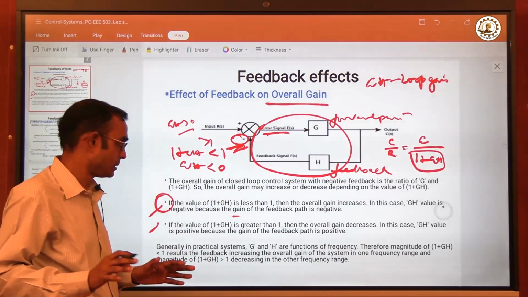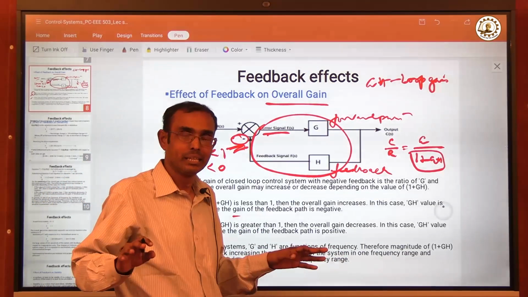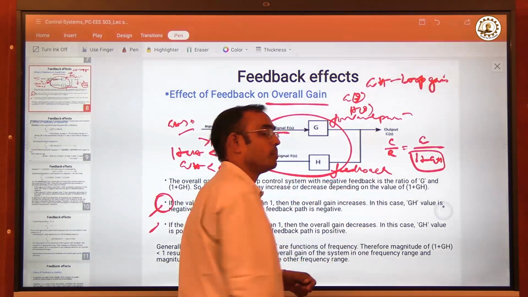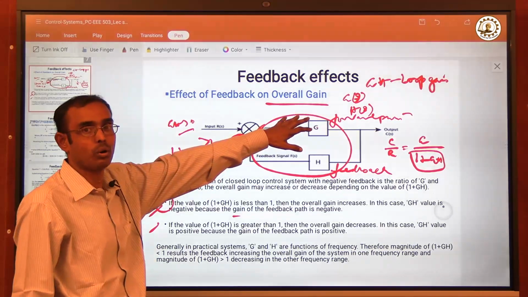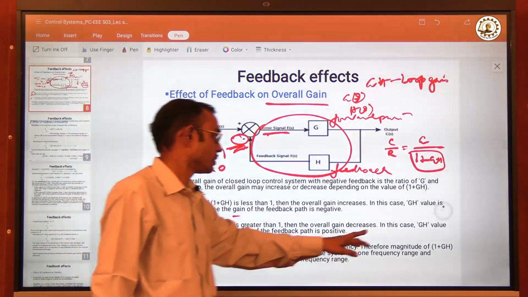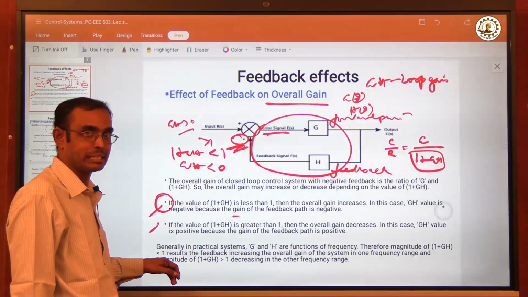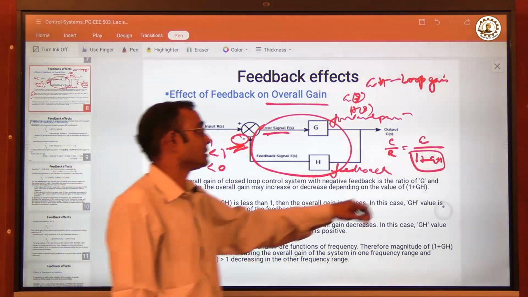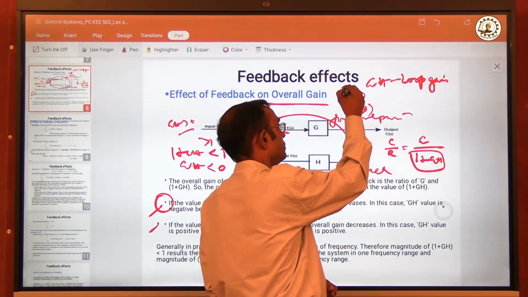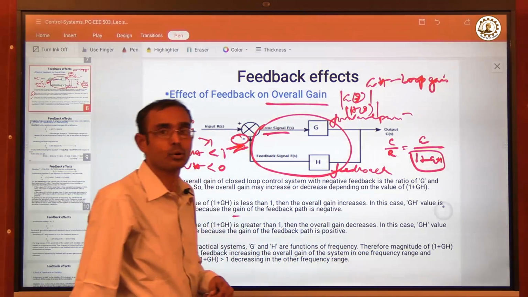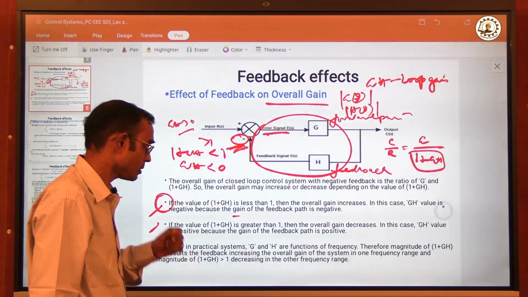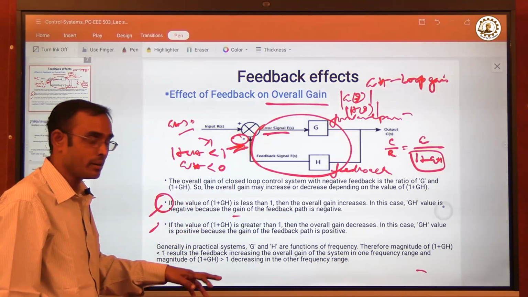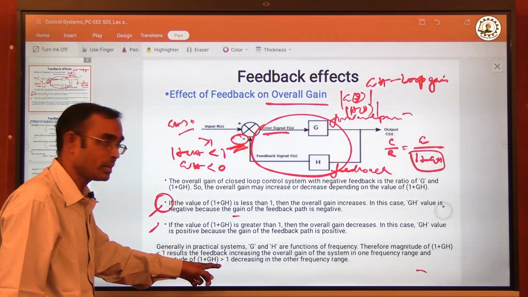Now, generally in practical systems, G and H are functions of frequency, G of S and H of S, where S is the complex frequency. In control systems, everything is mentioned as a function of S. So therefore, the magnitude of 1 plus GH less than 1 and the magnitude of 1 plus GH greater than 1 are considered, and since S is a complex frequency, mod G and mod H are considered generally for all the analysis purposes. So the magnitude of 1 plus GH is taken once for less than 1, and another for greater than 1.